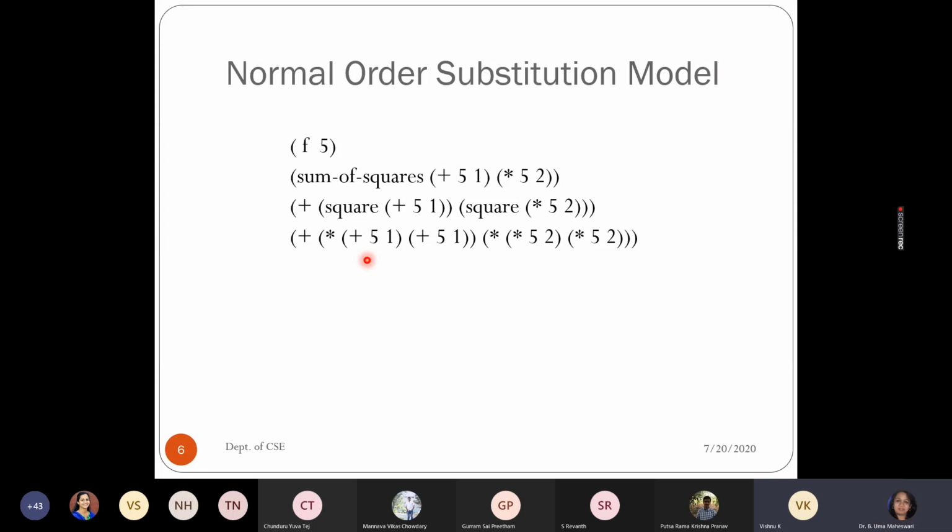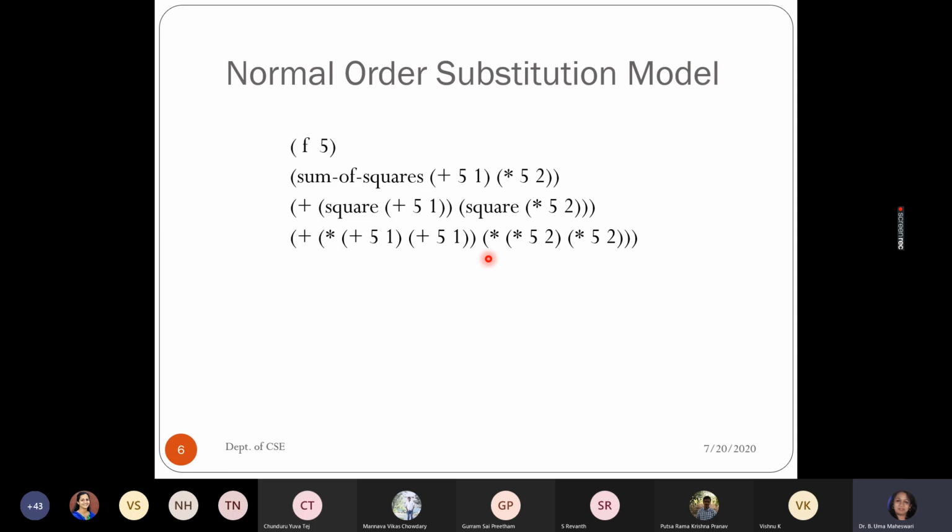Okay, what about computation wise? Computation wise, if you look at plus 5 1, it is evaluated twice, right? If you have evaluated the value here itself, you need not repeat it again. See here, 5 into 2 is repeated twice, the same computation has to be performed twice. So computation wise, it is not efficient. So the applicative order substitution model is much better.